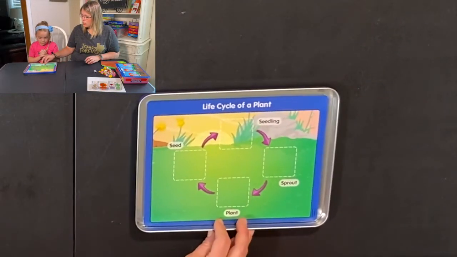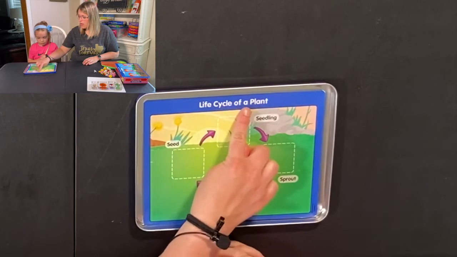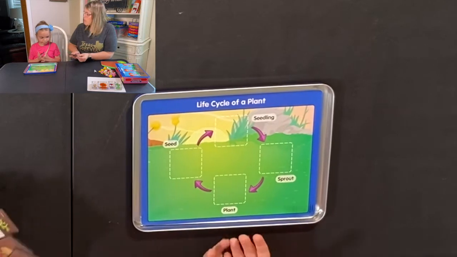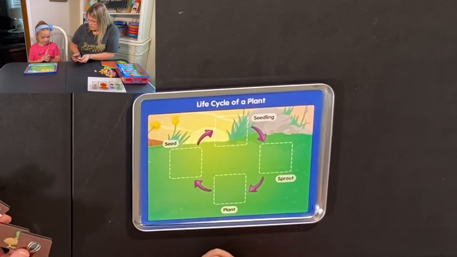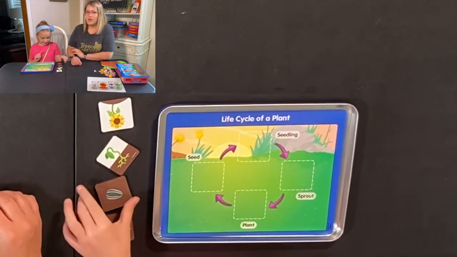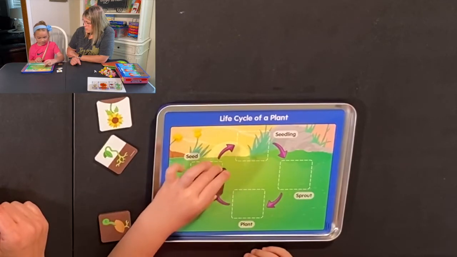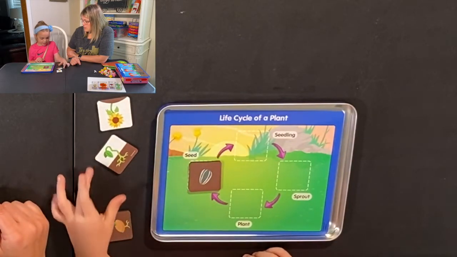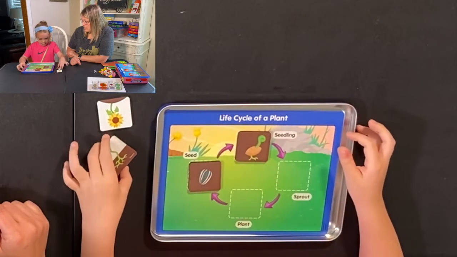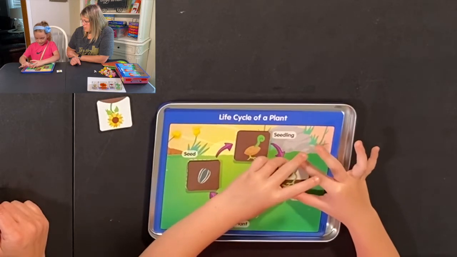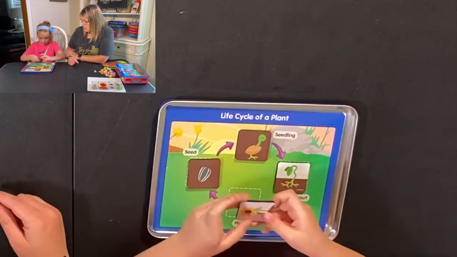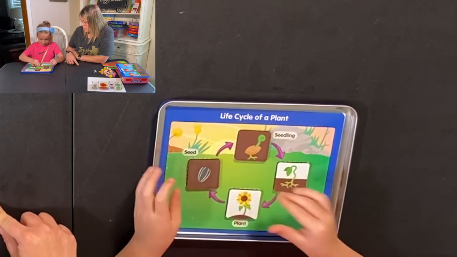Palin, I'm going to show you this right here. It says life cycle of a plant: seed, seedling, sprout, and plant. I'm going to give you 4 tiles. You're going to lay them down and tell us what it is. If you need help, I can help you, but I want you to try to do it. Are you ready? Yes. All right, let's see what she teaches us. The first thing is a seed. The second thing is a seedling. The third thing is a sprout. And the last thing is a plant.